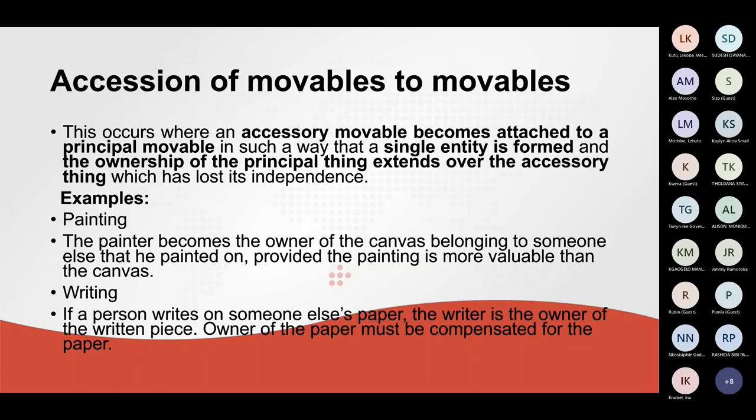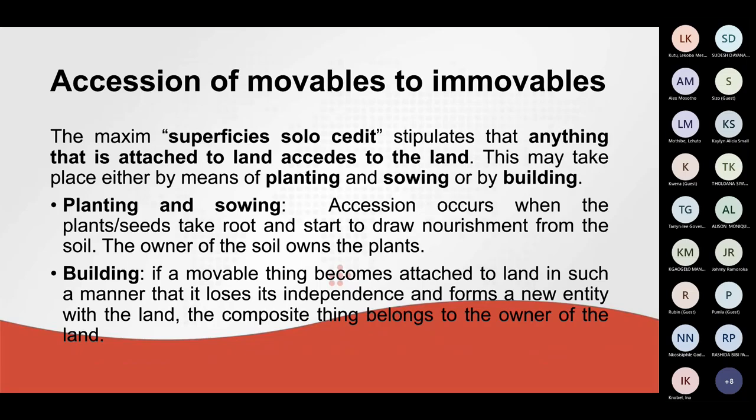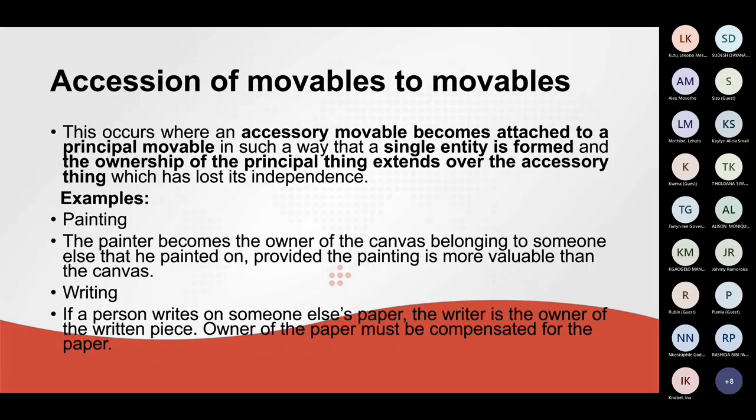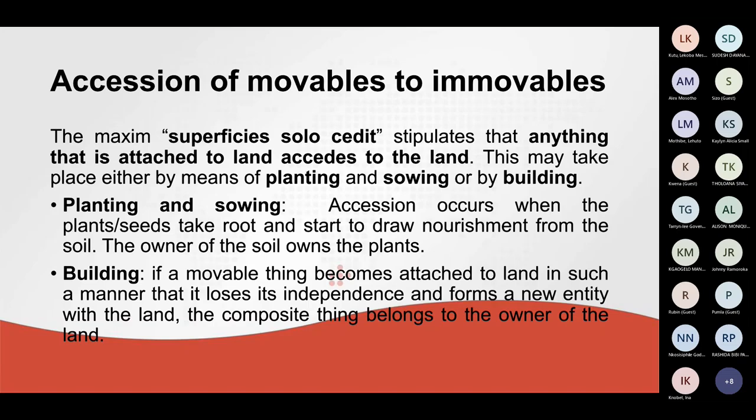The same applies to writing on a piece of paper. If you write on someone else's paper, does the paper belong to the owner of the paper or the individual who wrote on the paper? If a person writes on someone else's paper, the writer is the owner of the written piece. The owner of the paper must be compensated for the paper. So we have now looked at the accession of movables to movables. Now we will be looking at the accession of movables to immovables.